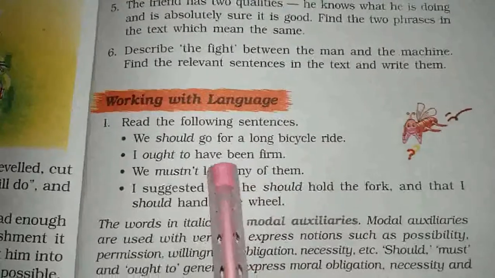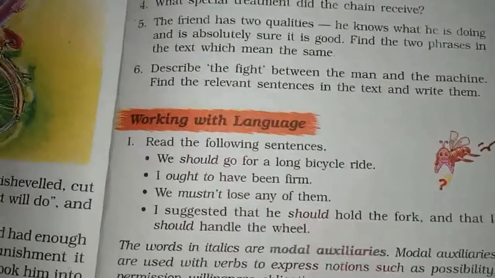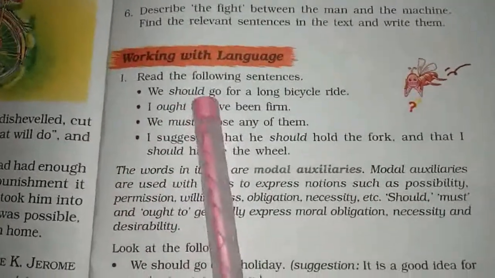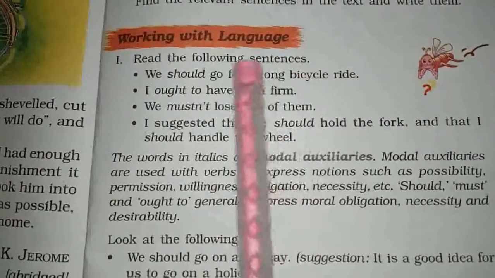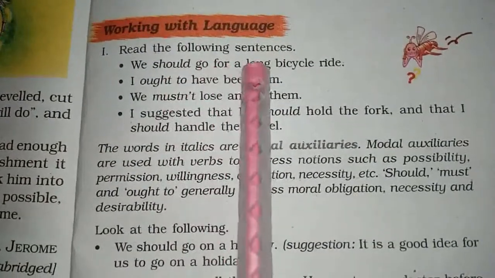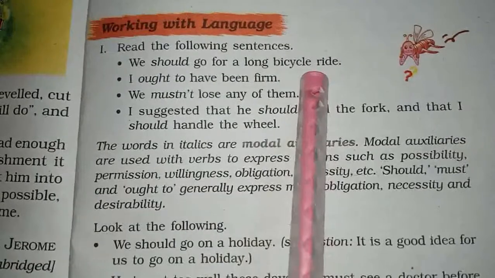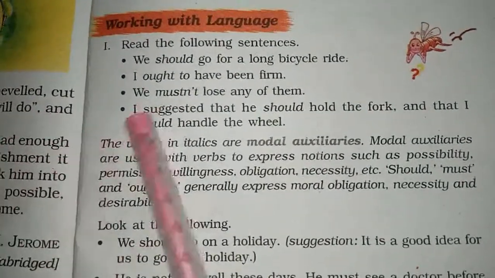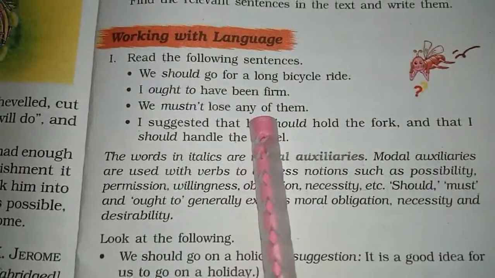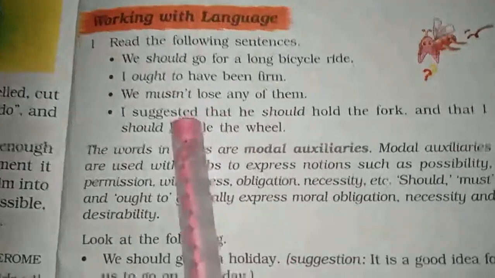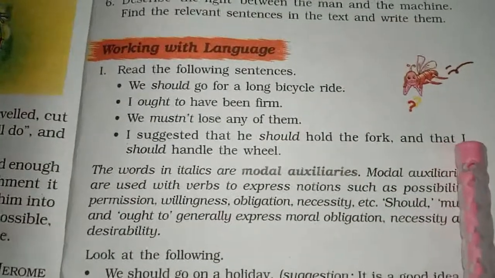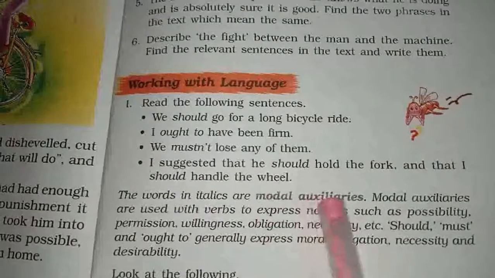Today I am going to talk about the exercises of lesson number 9, because yesterday we had already studied the question answers of this lesson. Today I am taking working with the language. Read the following sentences. We should go for a long bicycle ride. I ought to have been firm. We mustn't lose any of them. I suggested that I should hold the fork and that I should handle the wheel.